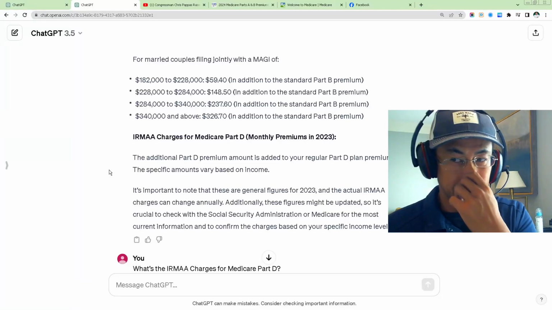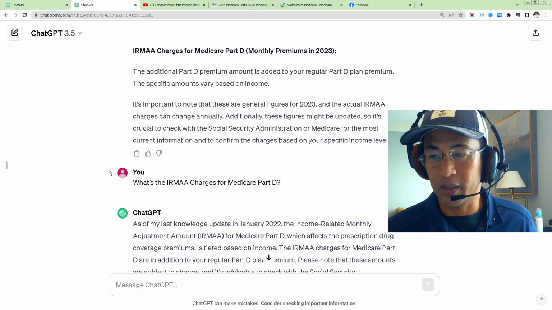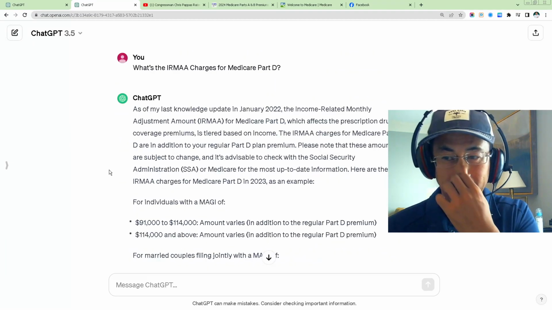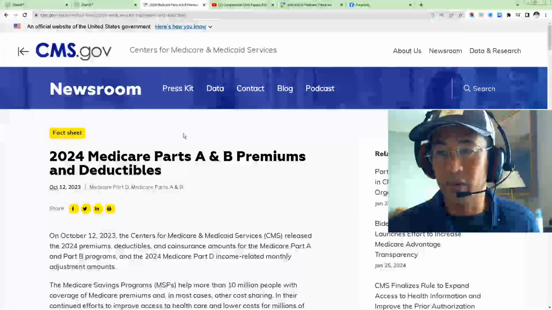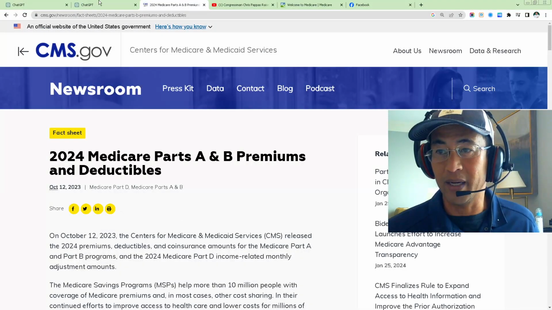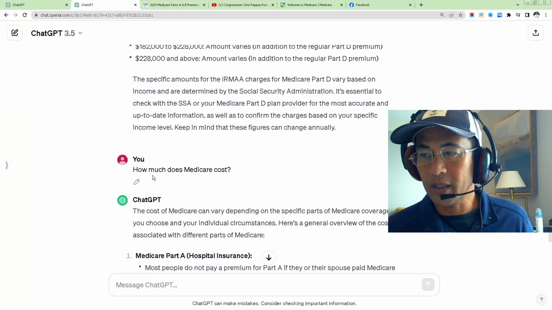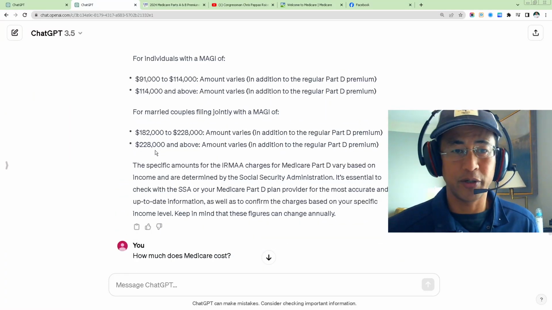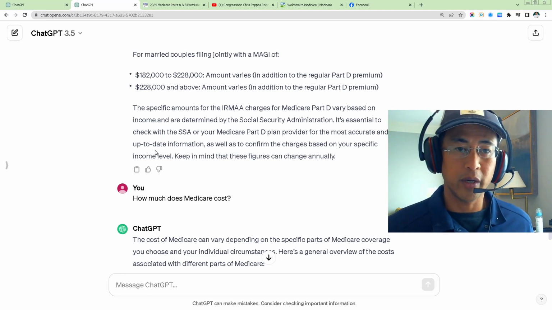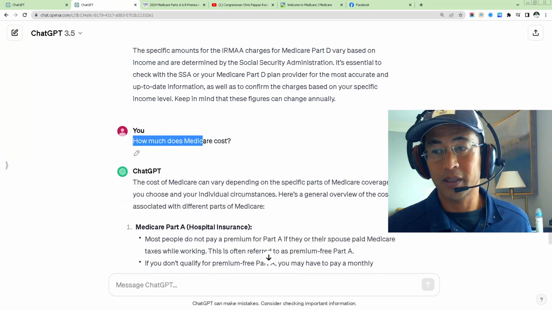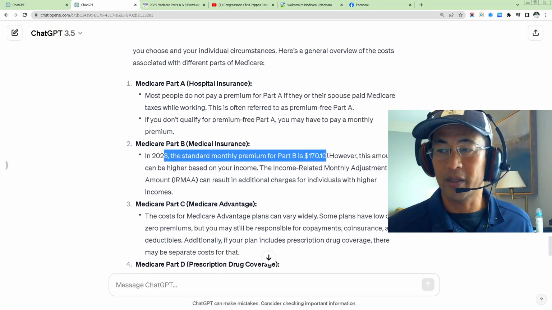And so I probably should have just asked it that, and it would have given me the 2024 information. But CMS.gov is the administrator for all things Medicare and Medicaid, so that's a great resource. So if you looked into IRMAA, but you want to know the total cost, then how much does Medicare cost? And then it goes back into the standard monthly Part B premium.